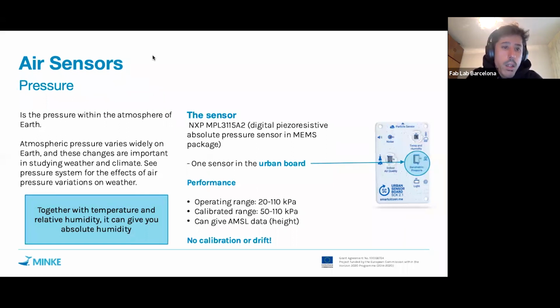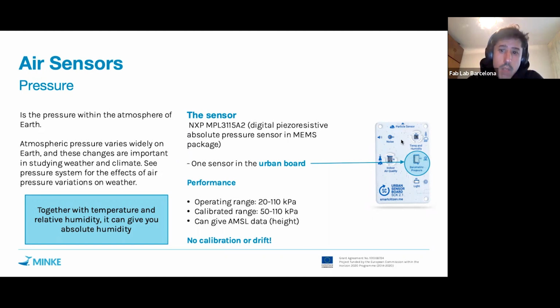Okay, in terms of another sensor, we have a pressure sensor that can basically measure barometric pressure or absolute pressure. Of course, needless to say, pressure is very important in how air currents move and in weather. And the important thing is that with temperature and relative humidity, you can also have absolute humidity, which is the absolute content of water that you have in the air.